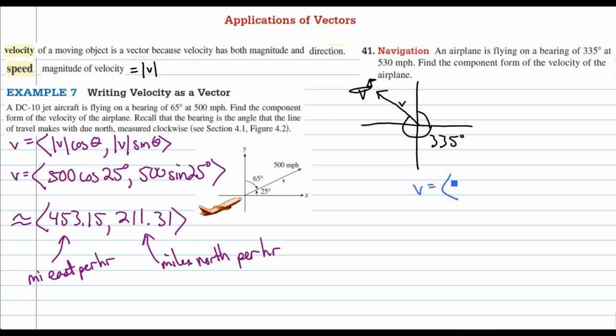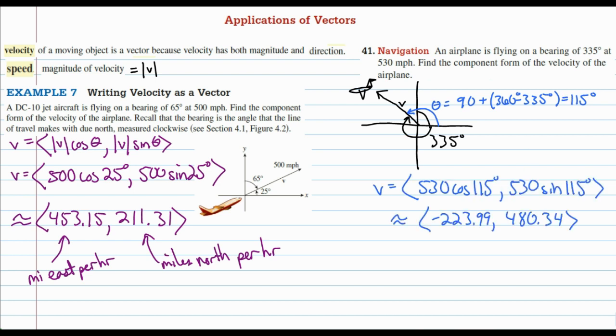So this vector has a magnitude of 530 because in 1 hour, the plane will travel 530 miles, and we'll multiply by the cosine of theta. Remember, theta is the angle off of the positive x-axis, so that is going to be 90 plus the difference between 360 and 335. The angle didn't get all the way around back to north, it was about 25 degrees short, meaning our theta is 115 degrees.